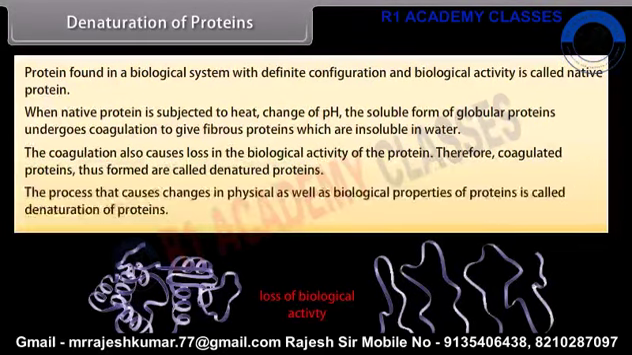The process that causes changes in physical as well as biological properties of proteins is called denaturation of proteins. For example, coagulation of egg on boiling and curdling of milk.